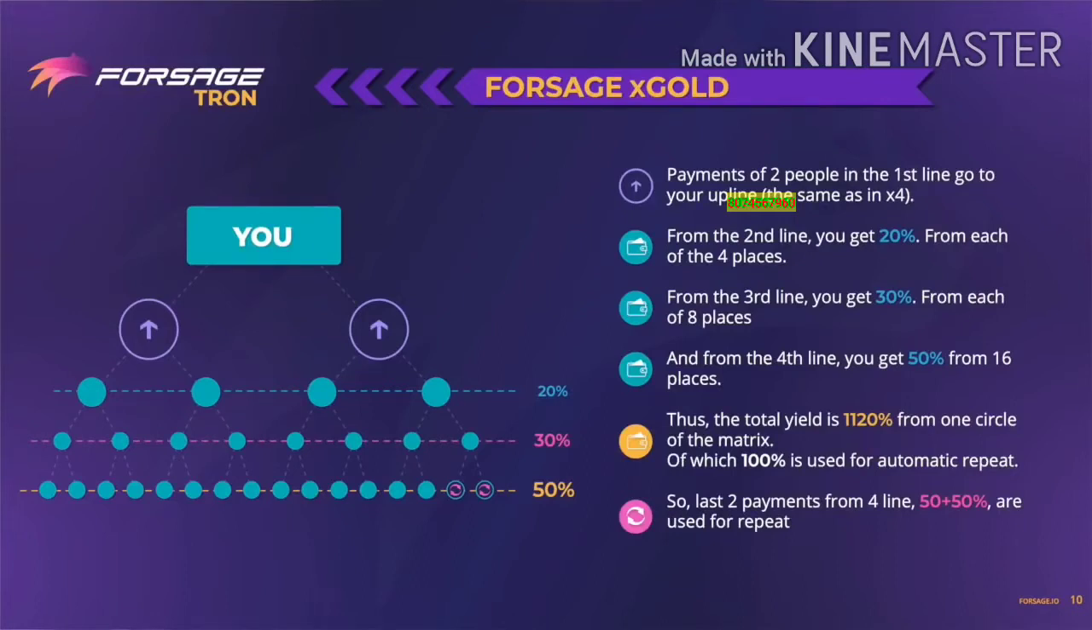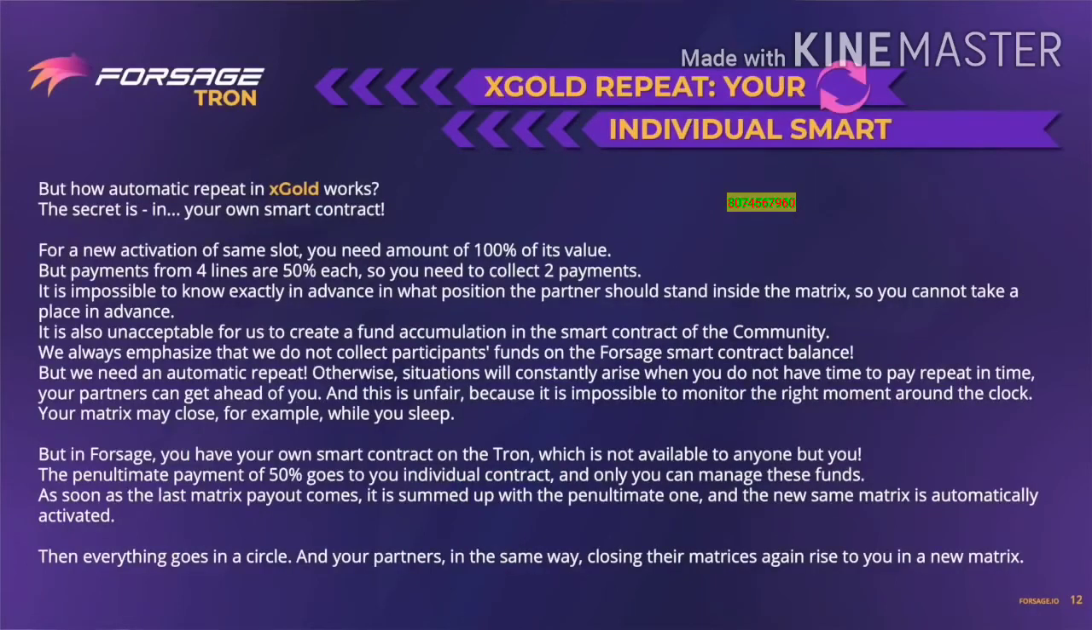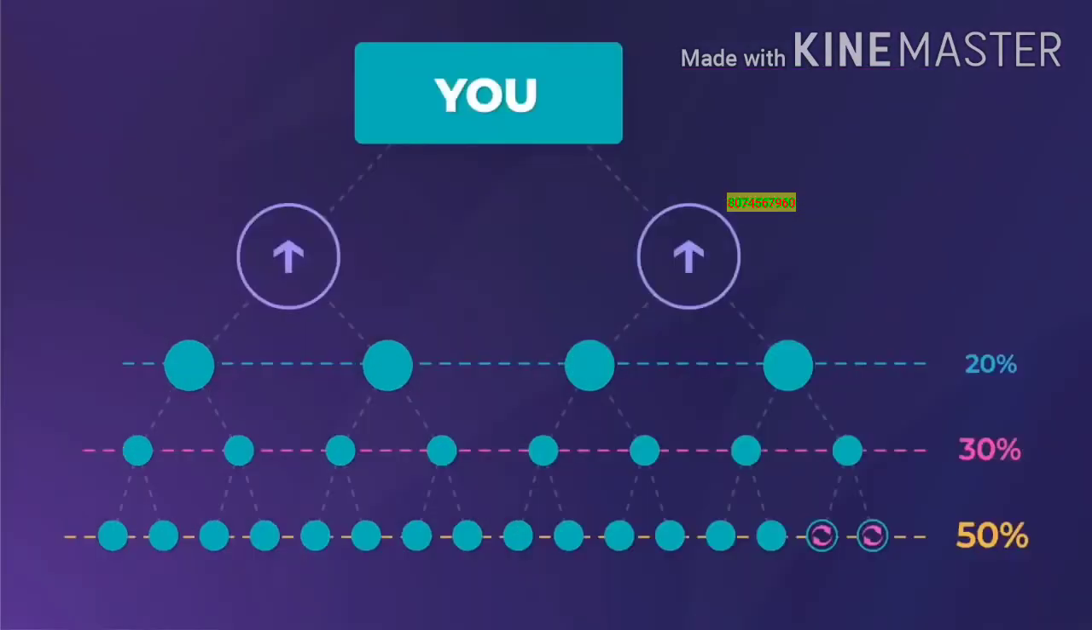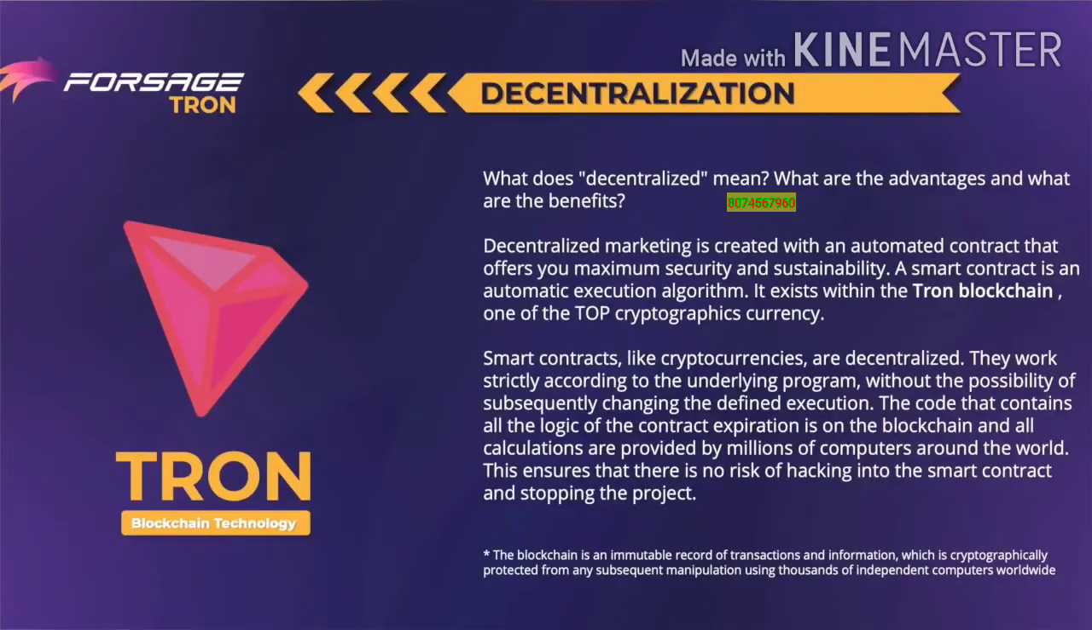Now it's time to explain the meaning of the individual smart contract. For a new activation of the same slot you need an amount of 100% of its value. But payments from fourth lines are 50% each, so you need to collect 2 payments. It is impossible to know exactly in advance in what position the partner should stand inside the matrix, so you cannot take a place in advance. It is also unacceptable for us to create a fund accumulation in the smart contract of the community. We always emphasize that we do not collect participants' funds on the Forsage smart contract balance.